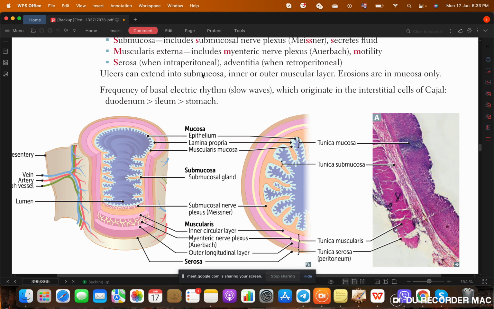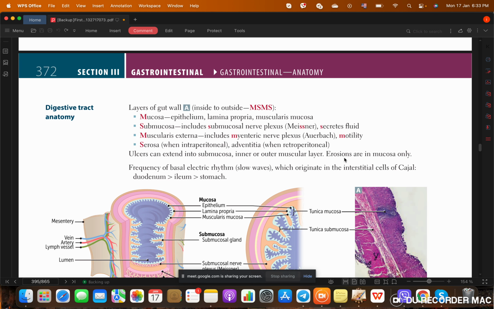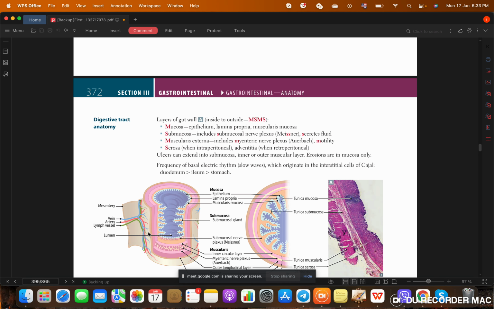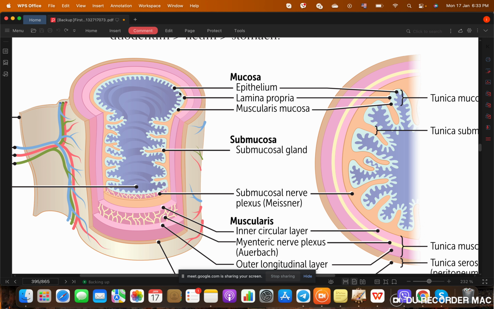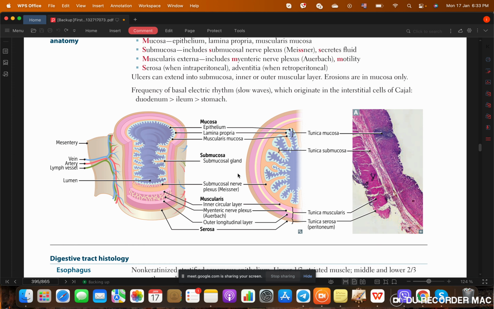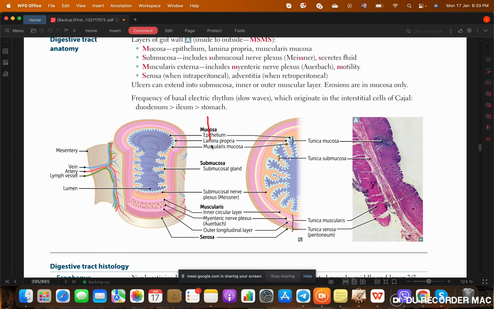Ulcers can extend into the submucosa, inner or outer muscularis layer, while erosions can extend only to the mucosa. Let me explain. In the clinic, you might hear, oh, that person has an ulcer, that person has an erosion, that person has gastritis. You must be comfortable understanding the difference between these. Someone with just gastritis has just a superficial inflammation, no actual damage. But somebody with erosion, that means this layer, see, we have the mucosa, as you can see, it has epithelium, lamina propria, and muscularis mucosa. All of these are scratched off, okay? That's named erosion. So if you scratch all of these minor layers in the mucosa, we call it erosion.